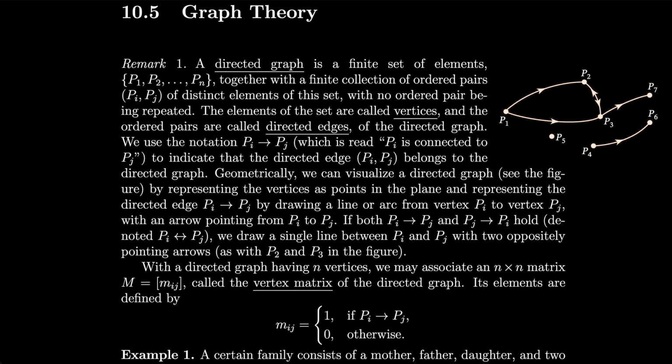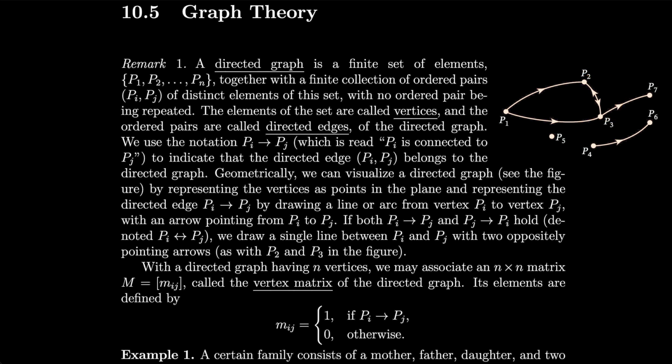The entire thing is the directed graph. We use the notation Pi to Pj, which is read Pi is connected to Pj, to indicate that the directed edge Pi Pj belongs to the directed graph. Geometrically, we can visualize a directed graph by representing the vertices as points in the plane and representing the directed edge Pi Pj by drawing a line or arc from vertex Pi to vertex Pj with an arrow pointing from Pi to Pj. If both Pi to Pj and Pj to Pi hold, so that means that we have this double arrow, we draw a single line between Pi and Pj with two oppositely pointing arrows, like right over there.